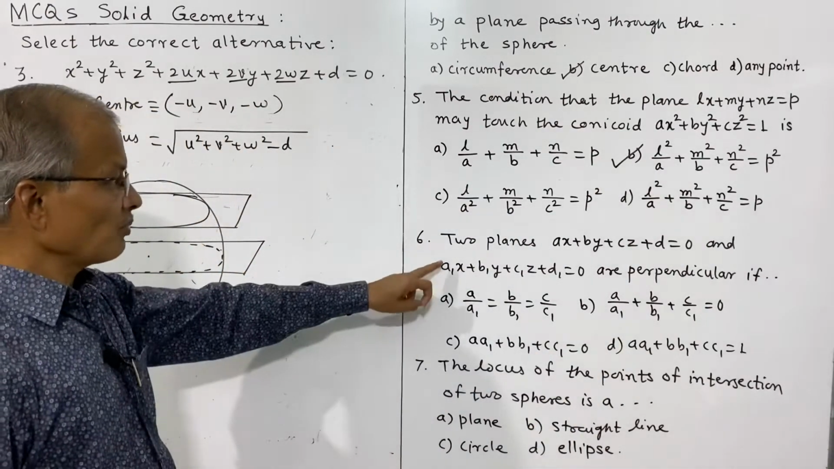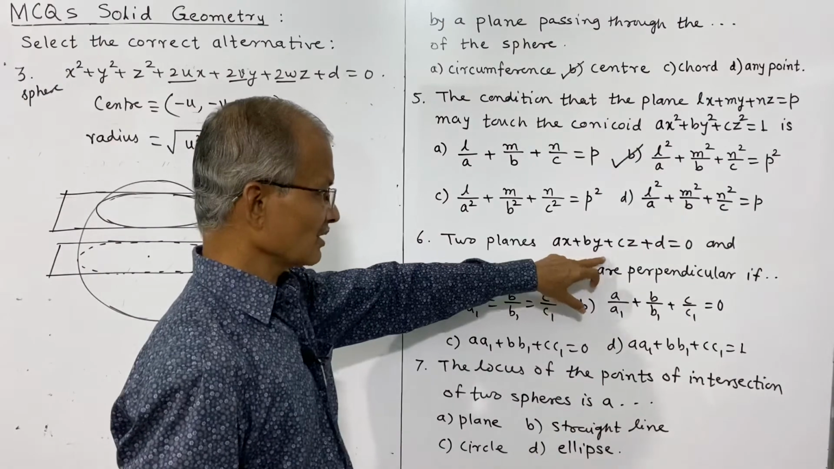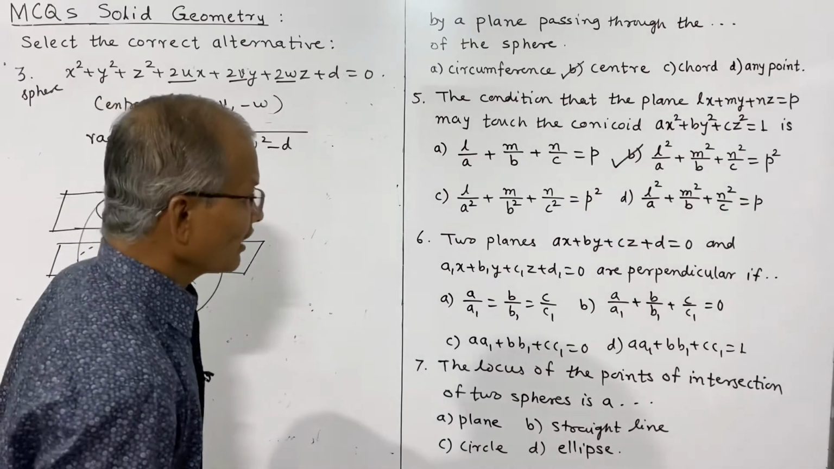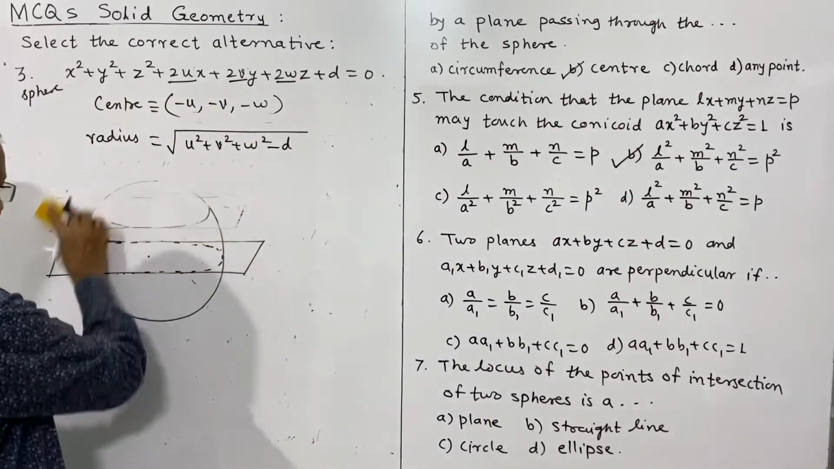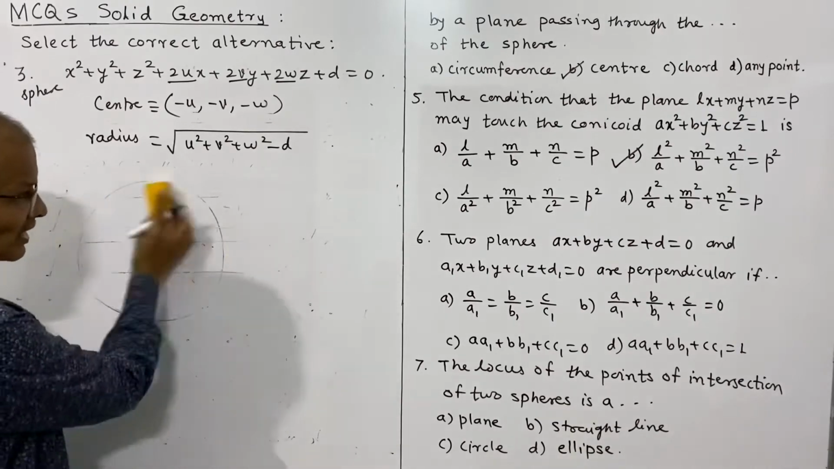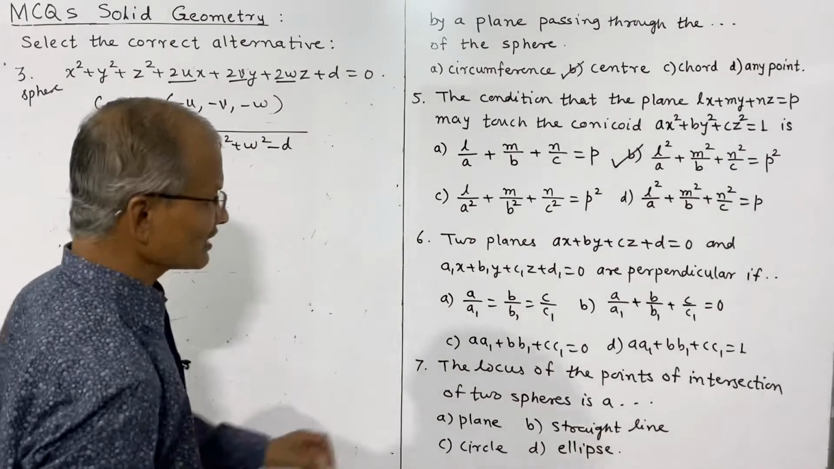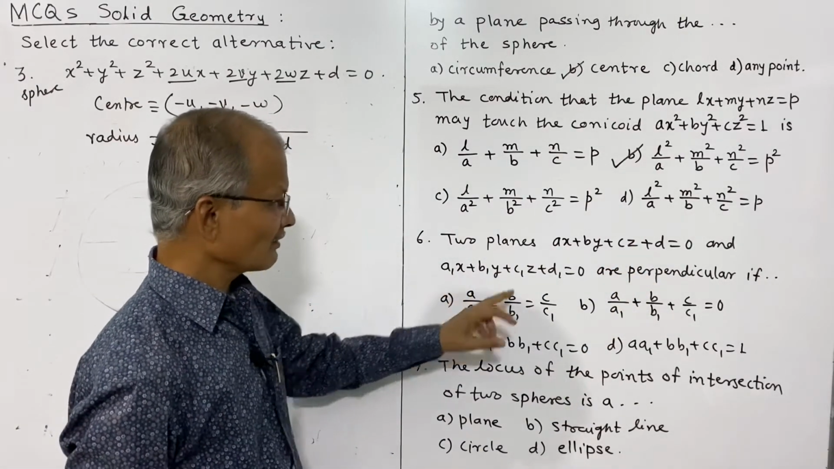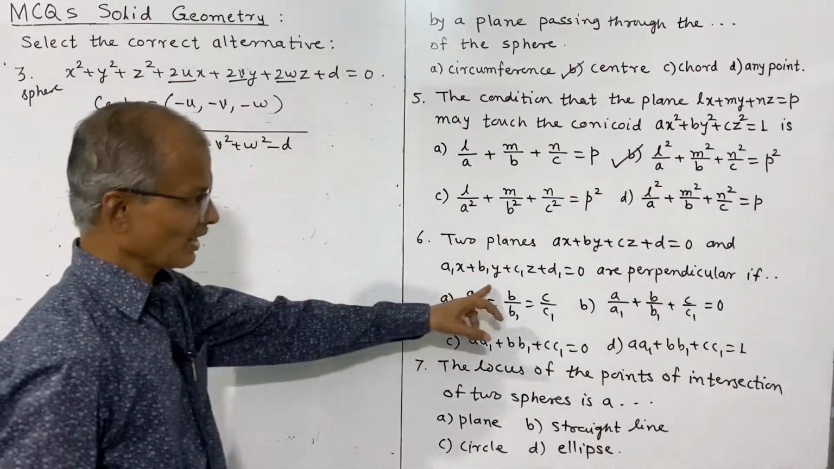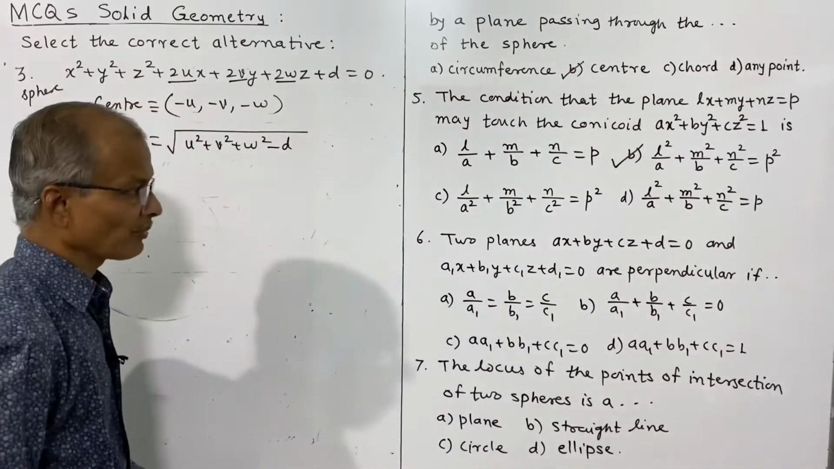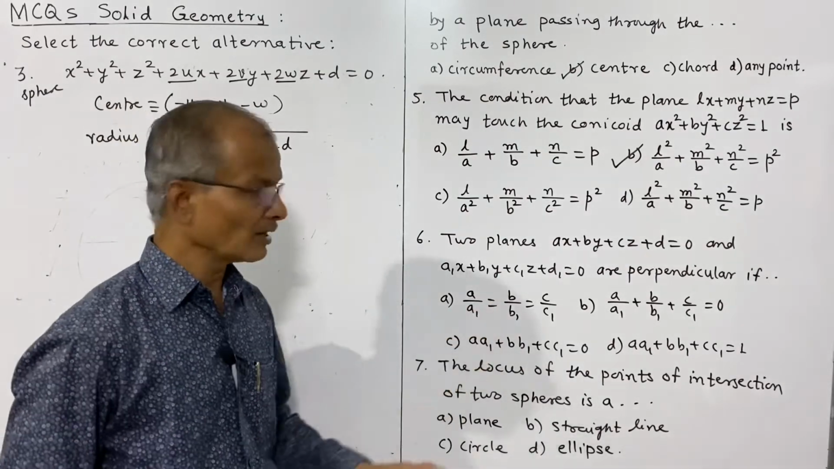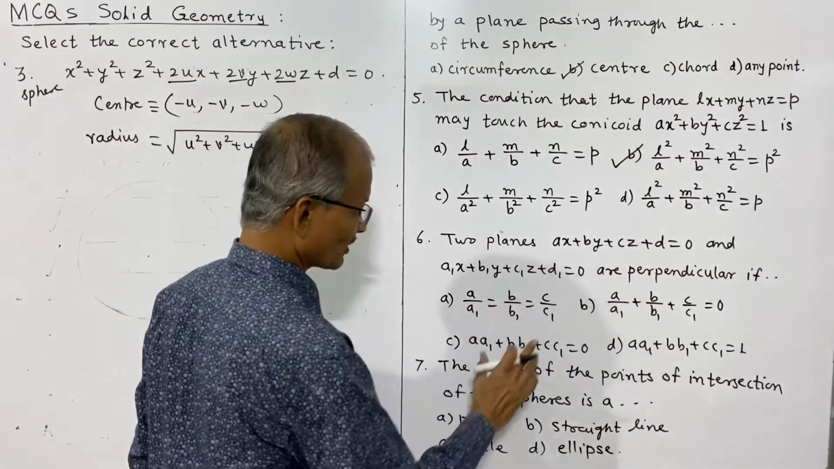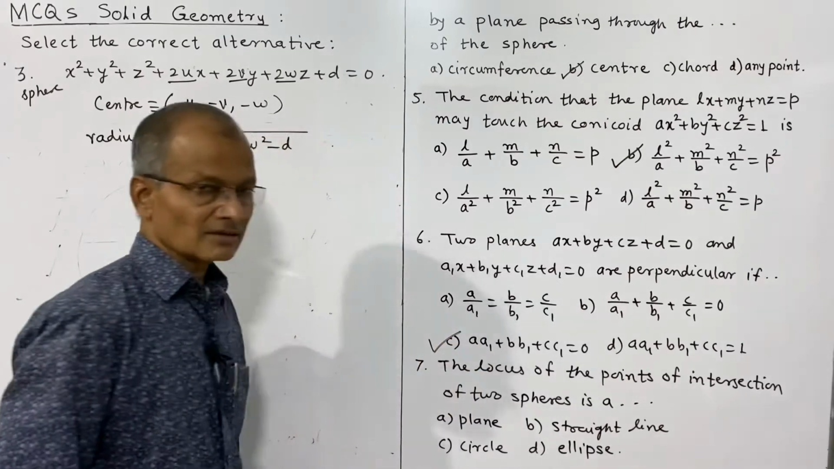The next question is, two planes of the general form ax plus etc. are perpendicular if which condition is to be satisfied. Now we know if the two planes are perpendicular, their normals are also perpendicular. And what is the condition of perpendicularity of normals? Here A, B, C are the DRs of the normal, and A1, B1, C1 are the DRs of the normal to the second plane. If these two are perpendicular, the condition is that the sum of products of the DRs is 0. That means A into A1 plus B into B1 plus C into C1 must be equal to 0, and that is the condition.